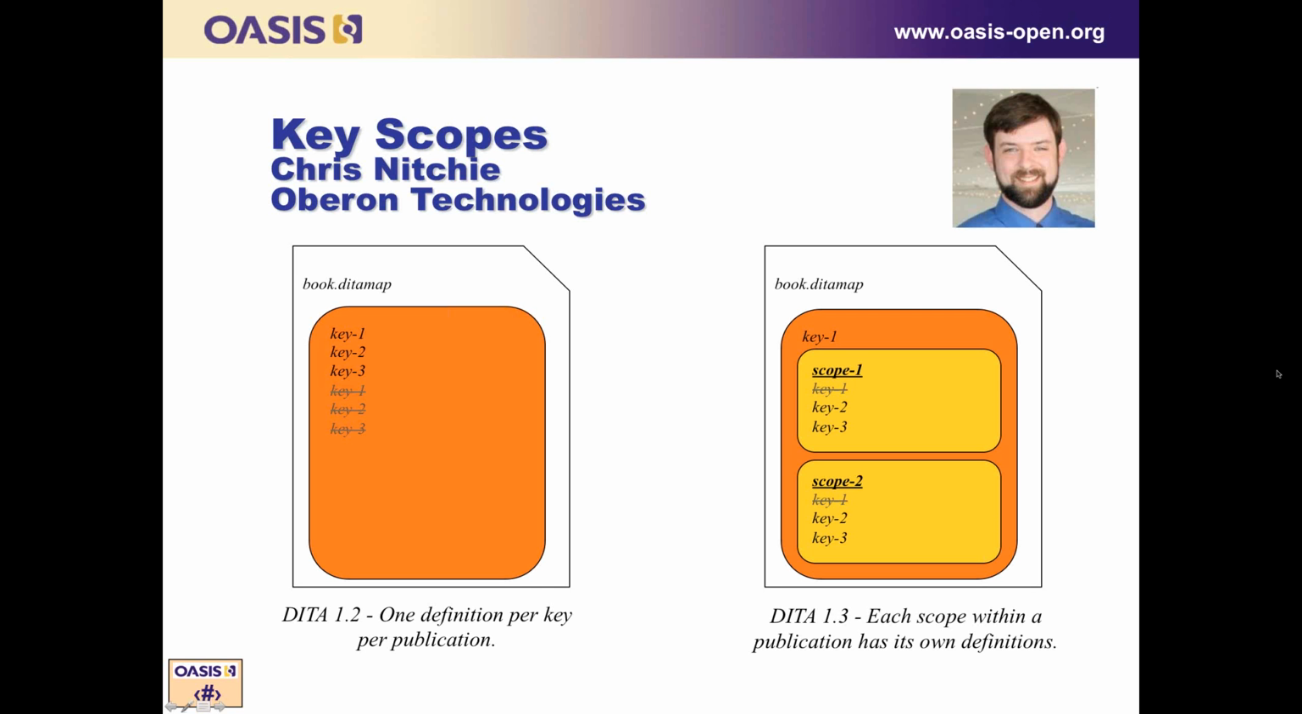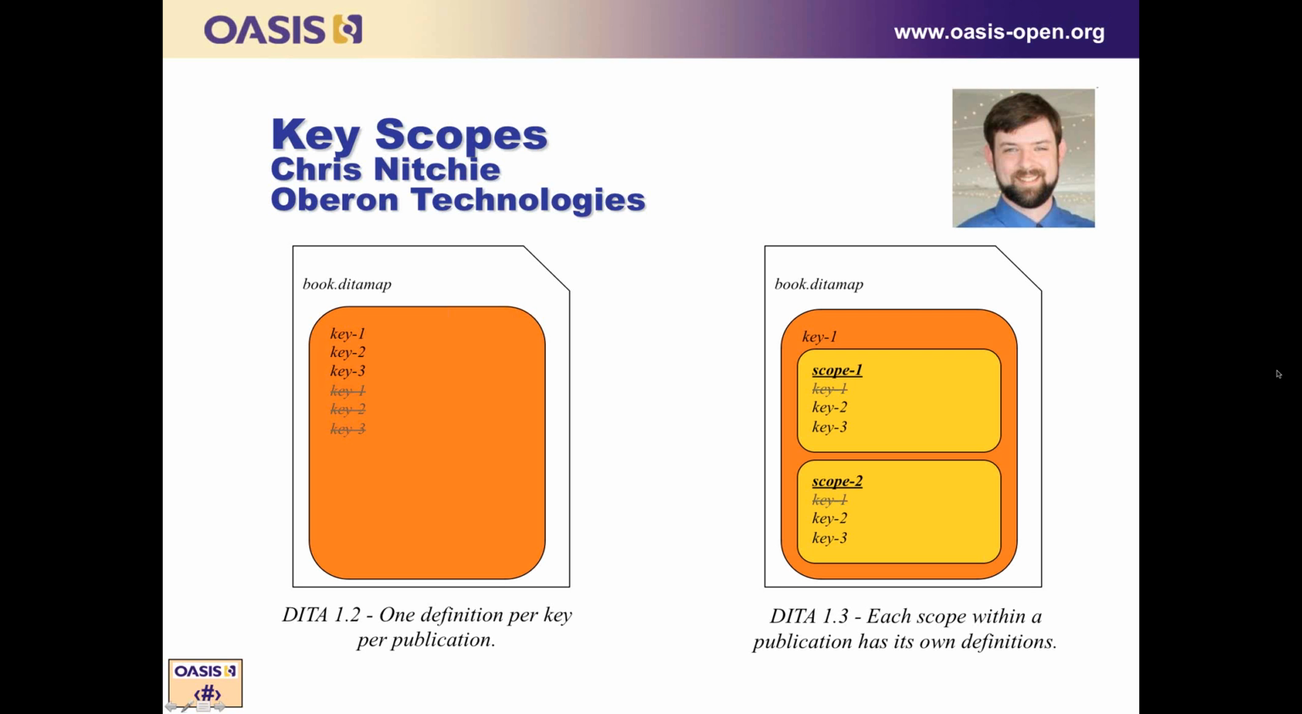So in DITA 1.3, what we wanted to enable was the ability to have a key have different definitions at different areas of the map. So here on the right, we see kind of a logical picture of the way keys can work in DITA 1.3. You can declare these things called key scopes. And a key scope is a region of a map that has its own key definitions. And key references outside that region can reference those keys, but not directly. So here we have key 1 defined for the entire publication.